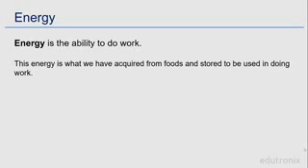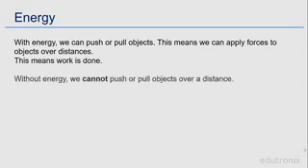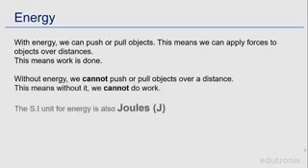This is the energy that is acquired from the food we eat from plants and other animals. The energy helps us to carry out the intended work. If we have energy, we can apply force. If we have energy, we can push or pull objects over distances. This is what is required to do work. If a body does not have energy, it cannot push or pull an object through a distance. This simply means work cannot be done. Just like work, the SI unit for measuring energy is given in joules.